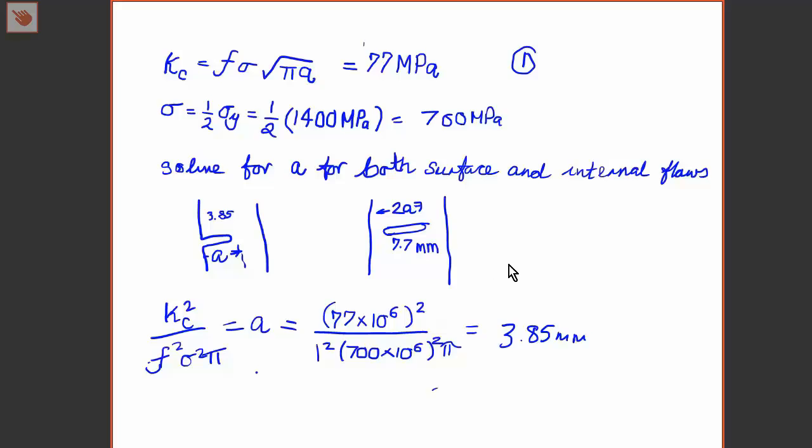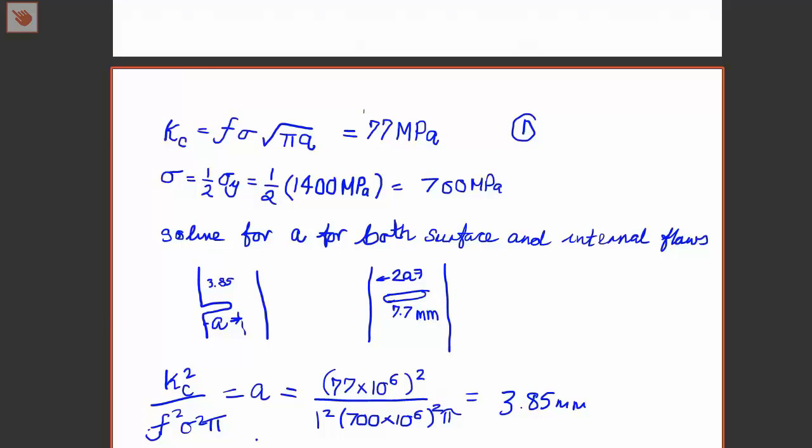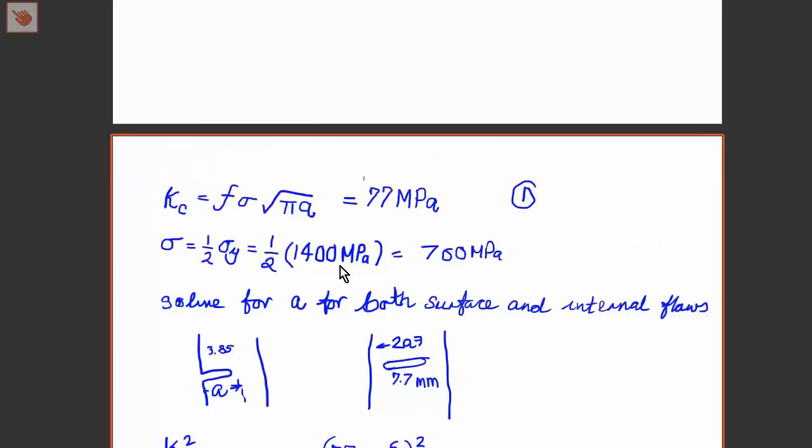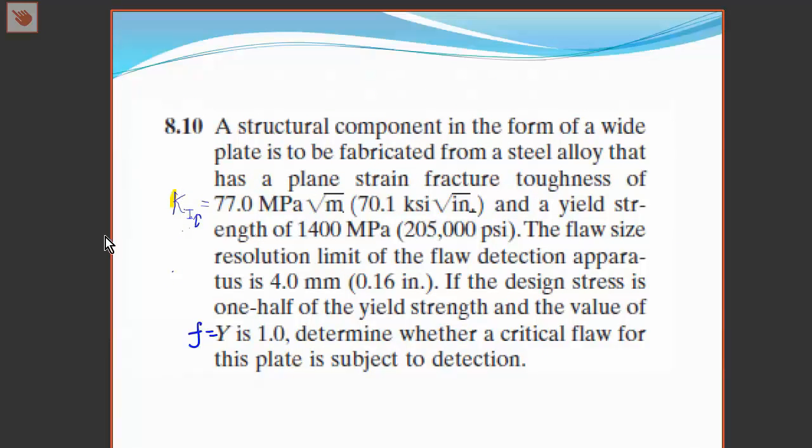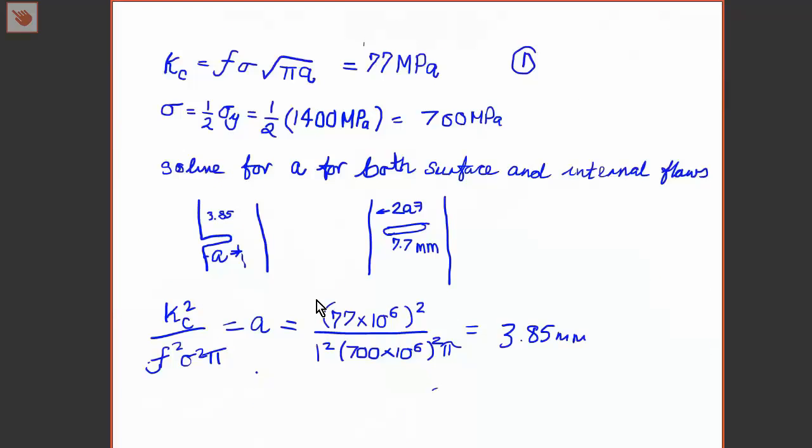So what can we say from this? We can say that the detection method can find a flaw. The resolution limit of the flaw detection apparatus is 4 millimeters. That means the smallest crack it can find is 4 millimeters. That means our crack detection cannot detect a 3.85 millimeter crack, and so it cannot detect a surface crack that could cause failure of the material.